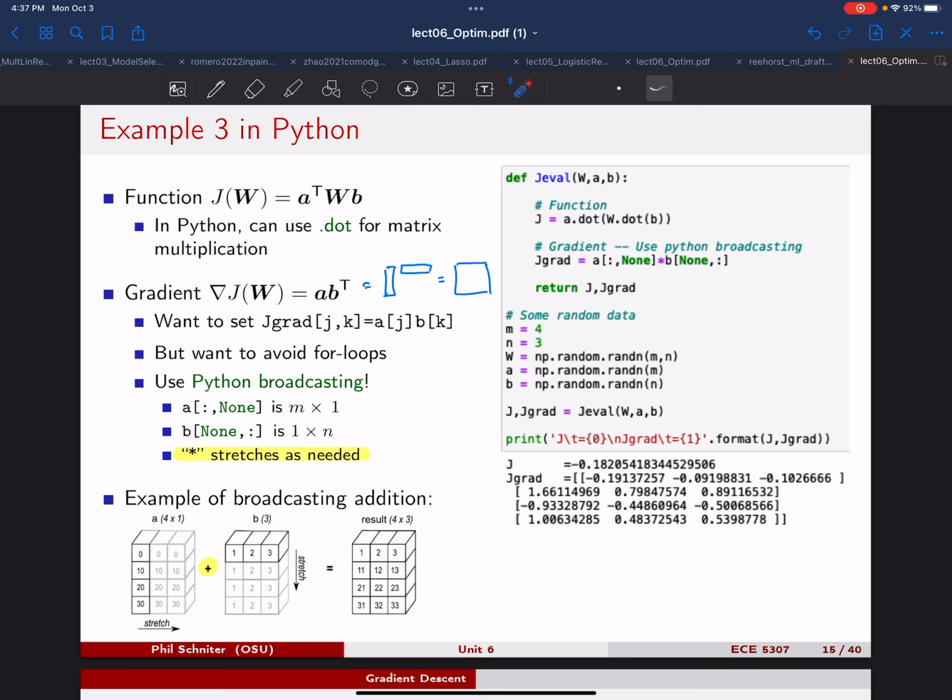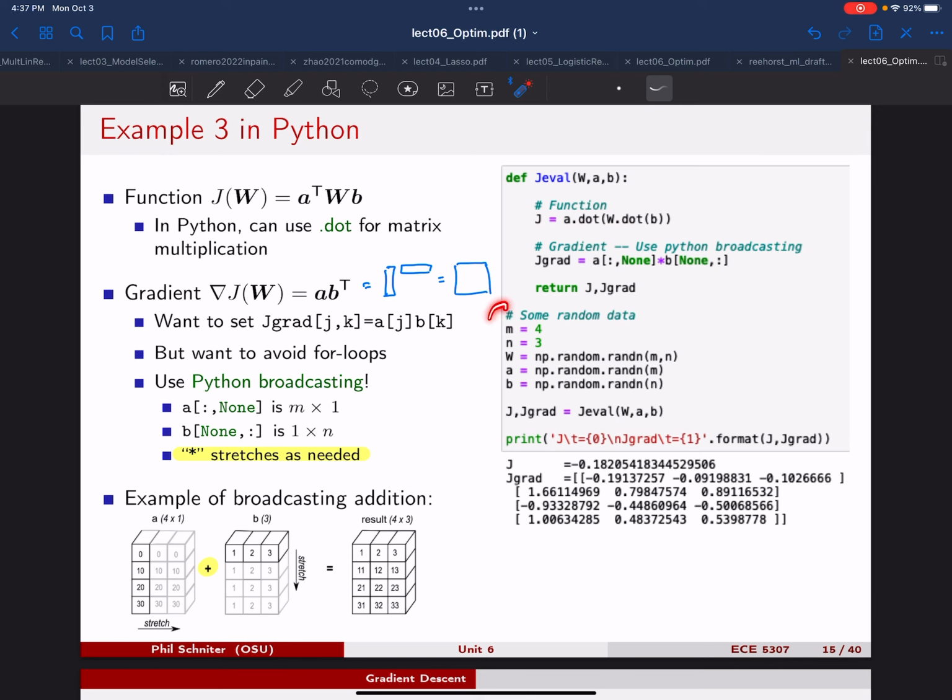Okay, so you'll get some practice with this stuff on the next lab. But basically, as you can see here, we've made a function. It takes in W, A, and B. It first computes the cost, J. Then it computes the gradient, AB transpose. And it does each in one line, no loops.